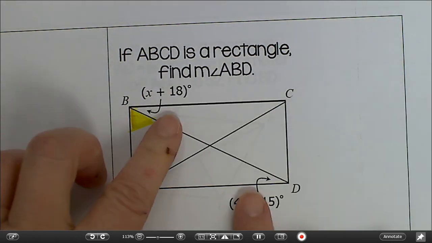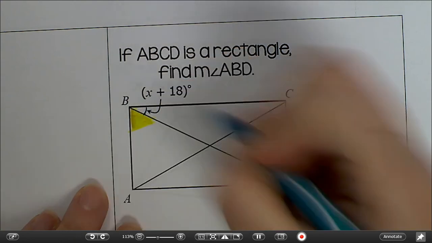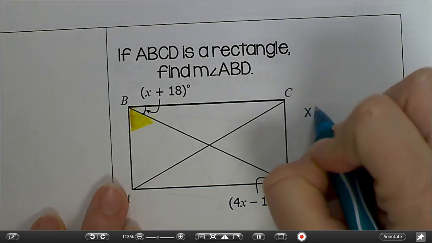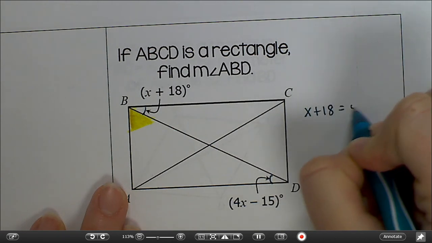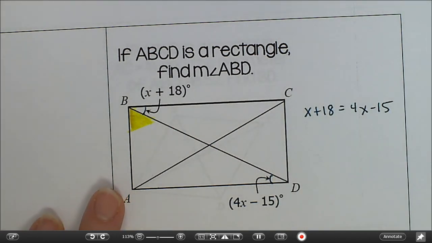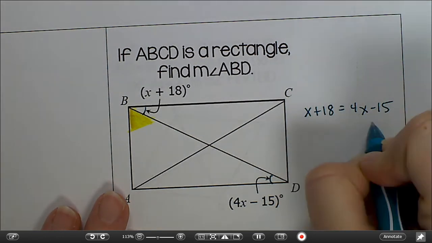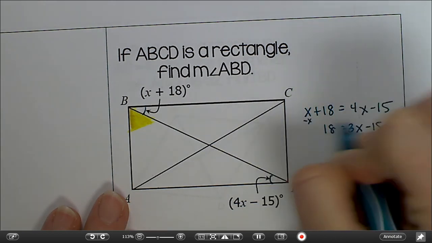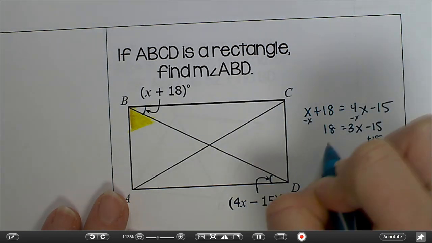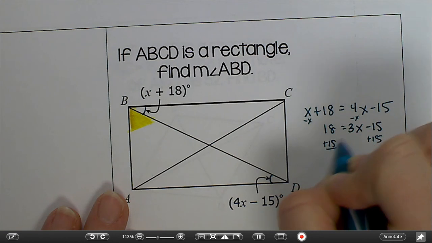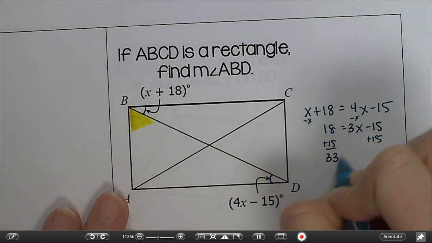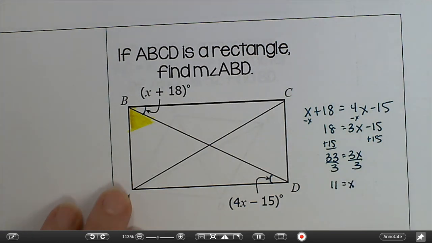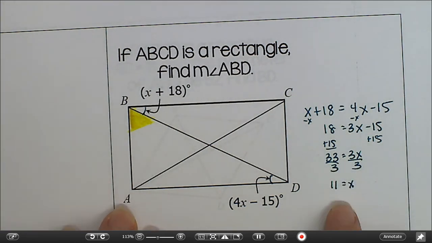But right now I'm focused on these two, which are alternate interior angles. Alternate interior angles are congruent, so x plus 18 is equal to 4x minus 15. I'm just going to solve it real quick. You can pause and solve. All right, so x is 11.